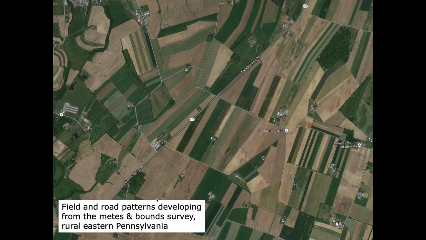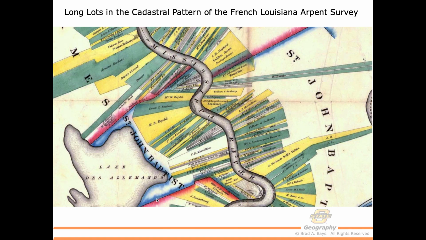This is an example of a metes and bounds survey in eastern Pennsylvania. It's not a long lot system, but these fields are just kind of elongated. But you'll notice that the fields really have no geometric similarity. They're different sizes, different shapes. The access is different everywhere. Very chaotic.